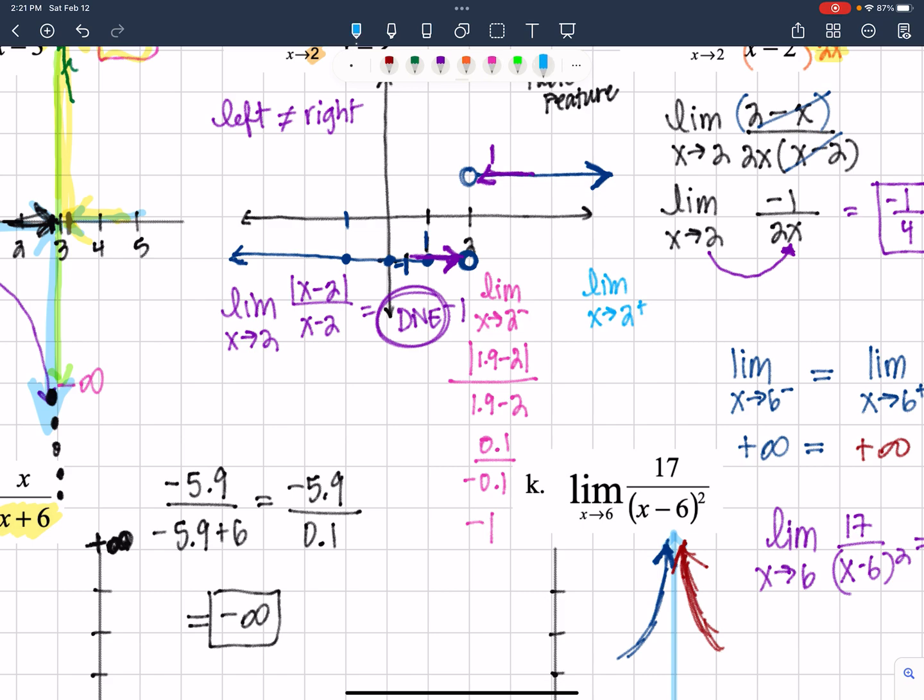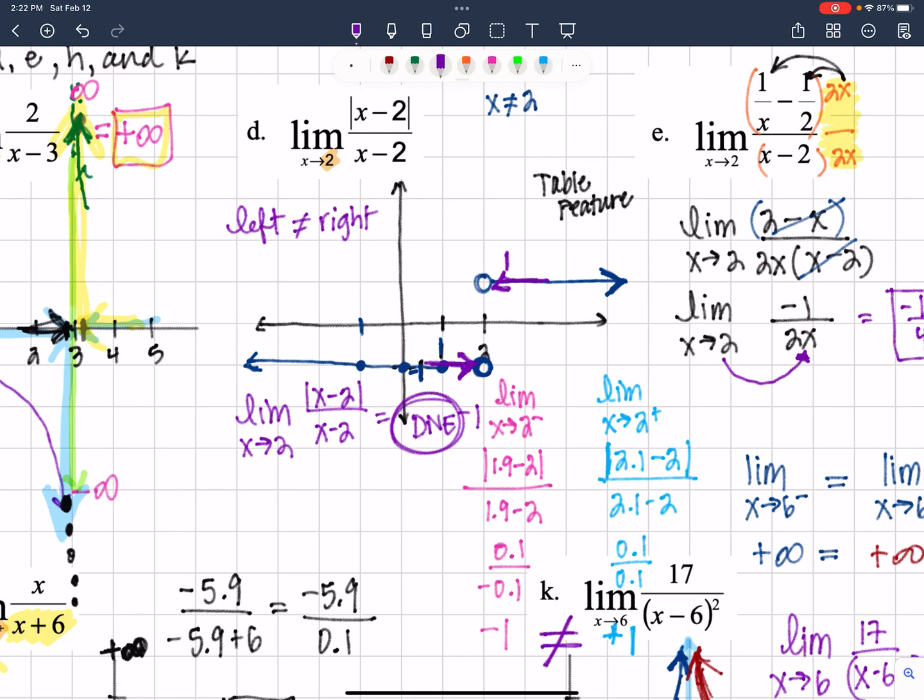On the right, I would put in maybe 2.1. So the absolute value of 2.1 minus 2 over 2.1 minus 2 would be positive 1/10 over positive 1/10, which is positive 1. And now we can say the limit from the left does not equal the limit from the right. Therefore, the limit does not exist.